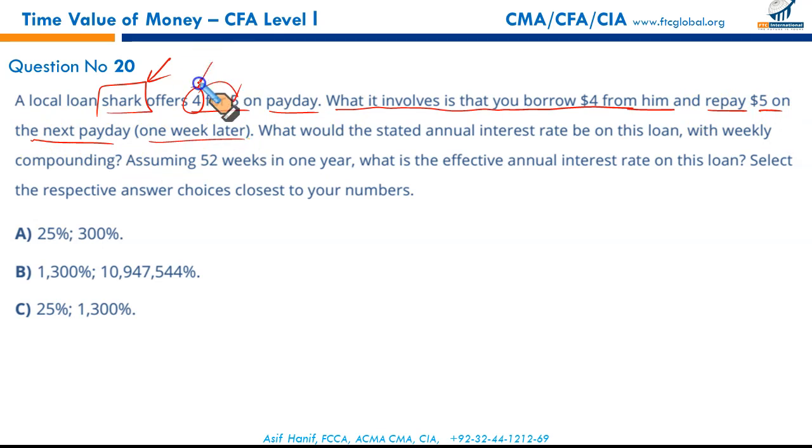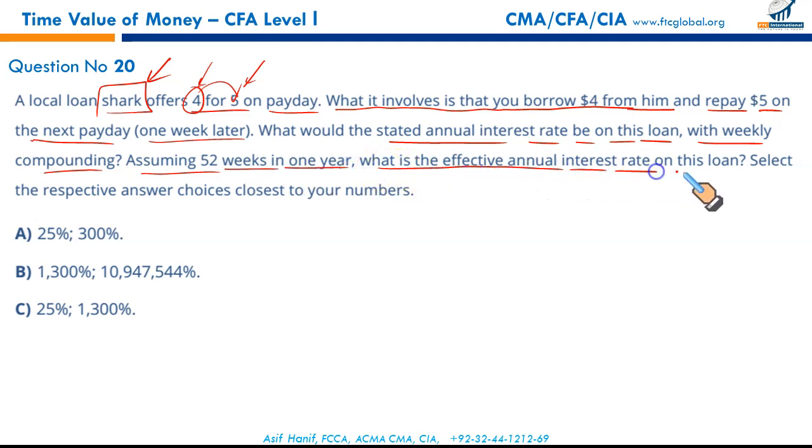You borrow $4 and after 1 week you pay $5. This is how loan sharks work. They charge an excessive, extraordinary interest rate. How extraordinary? I will just show you. What would the stated annual interest rate be on this loan, with weekly compounding, assuming 52 weeks in 1 year? What is the effective annual interest rate on this loan? Select the answer choices closest to your number.